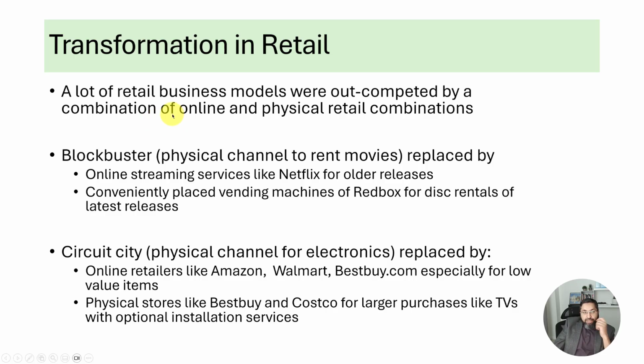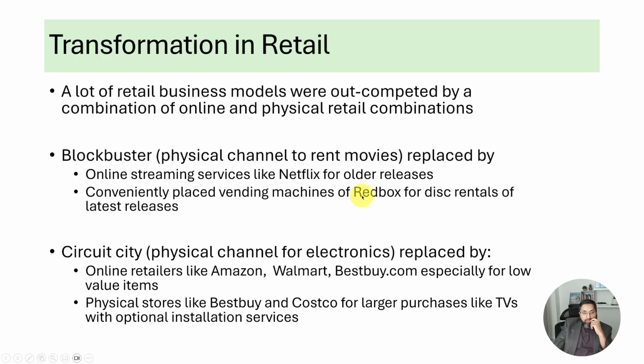And so this came about because a lot of traditional retail business models were out-competed by a combination of online and physical. So imagine Blockbuster. You had to go to Blockbuster stores to rent DVDs or Blu-rays or VHS tapes to watch movies. But they were out-competed by a combination of online and physical. For older releases, it's much more convenient and cost-effective to just sit at home and click Netflix. But Netflix may not have the latest movie releases, and then you can just go to these Redbox vending machines and rent a Blu-ray or a DVD for the latest releases.